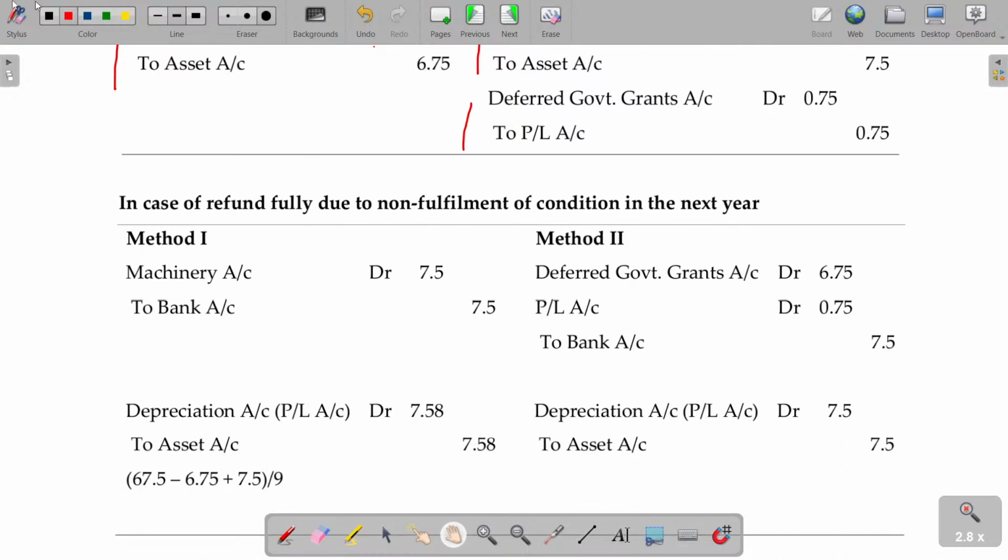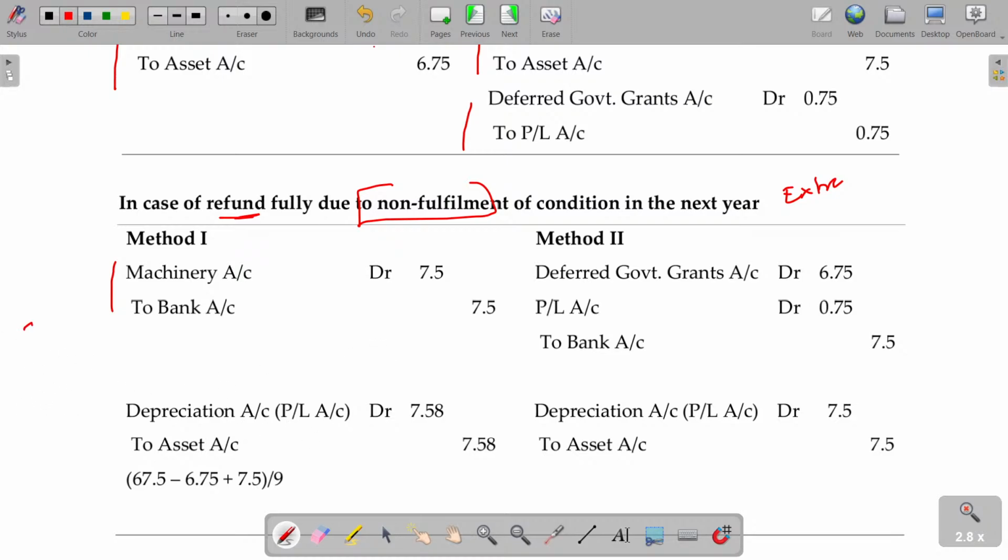What happens in case of refund due to non-fulfillment of conditions? This is an extraordinary item. In case of refund, just reverse it. So while receiving, bank to machinery; while refunding, machinery to bank. Thereafter, you can depreciate based on the revised value.